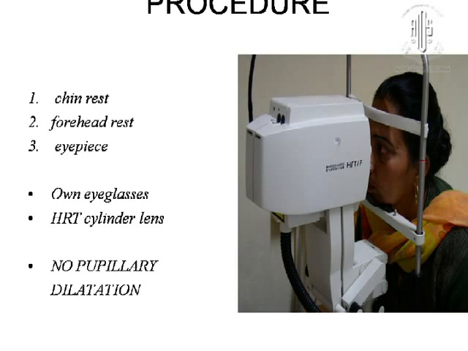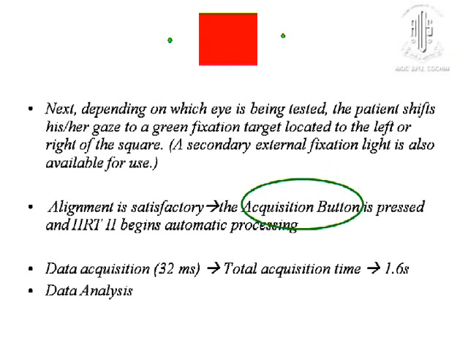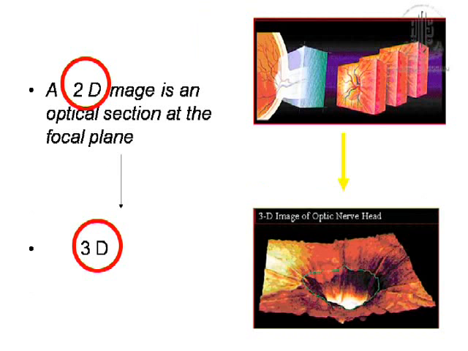One of the advantages of HRT is you don't need pupillary dilatation. So look at the red square, and on either side of the red square there is a green dot. Whether right or left, they have to look at the green dots, and then you switch the machine to take the photograph. And this 2D image, about 36 images, is compiled to form a 3D image of the optic nerve head and retina.